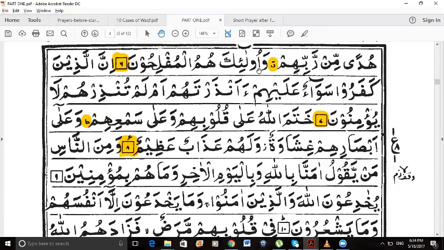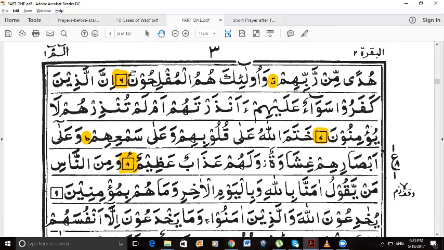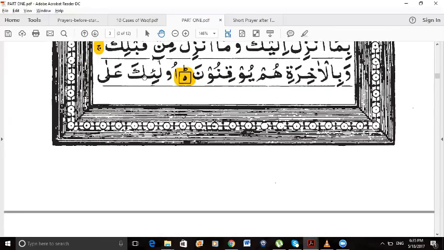Wa ulaika humul muflihun. Excellent. Well done. That was really good, N44. Again, over here, try to say this lam because it has a madd on top of it. Try to say it for around 3 to 5 seconds.